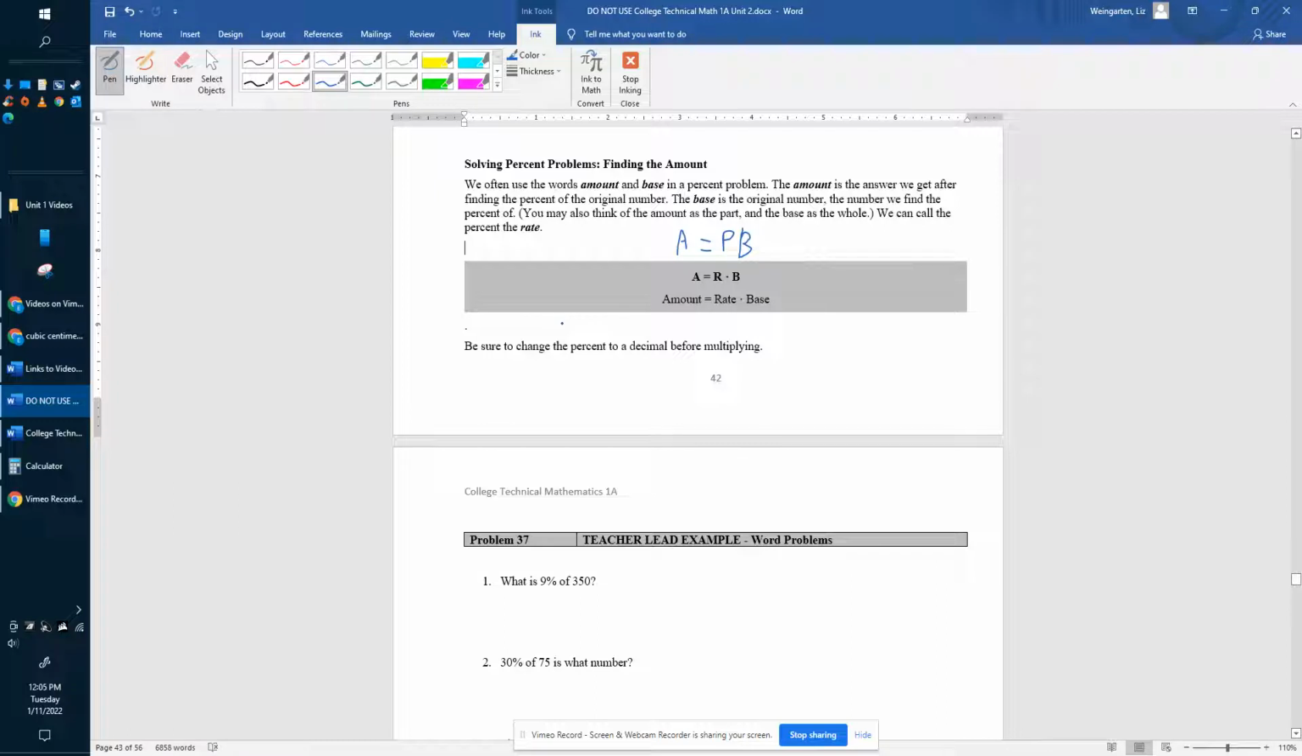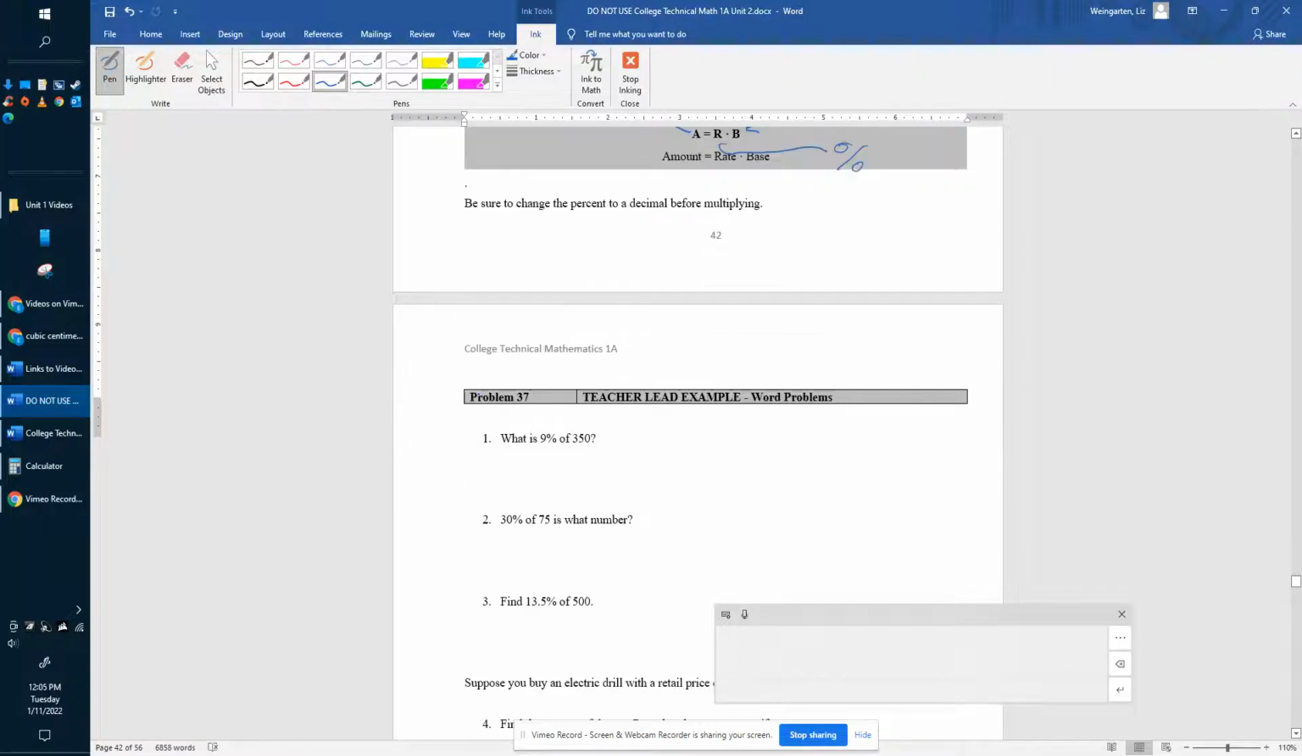So base is your original amount. Your rate or percent is going to be the percent. A is your final amount. So you have an original amount and you have a final amount. A is going to be your final amount, B is your original amount. So let's take a look at problem 37 together.